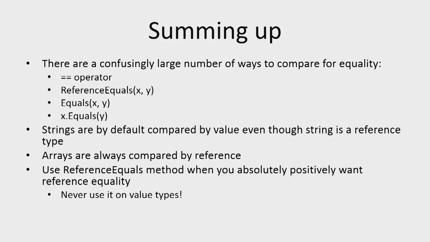Arrays are always compared by reference. So if you have two arrays, you compare them for equality. It will tell you, do these two references refer to the same array in memory? And use ReferenceEquals, the static method, when you absolutely, positively want reference equality and you want it to be super clear in the code that that's what you're doing. Never use it on value types.